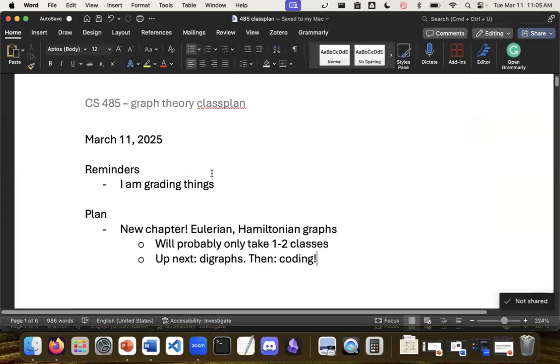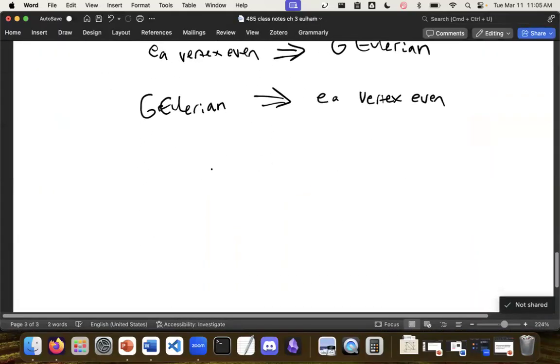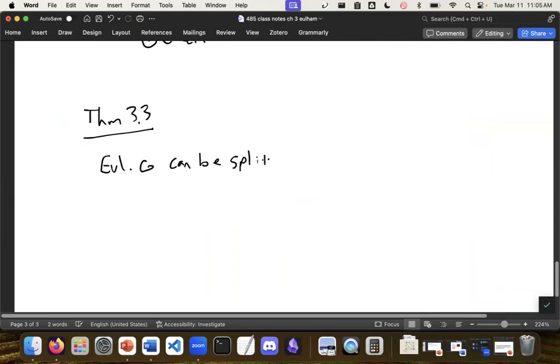So we'll talk about semi-Eulerian. The book gives theorem 3.3, which just combines 1 and 2: an Eulerian graph can be split into cycles, with the rest of that. But I feel like we covered it with 3.2, so I will move on.